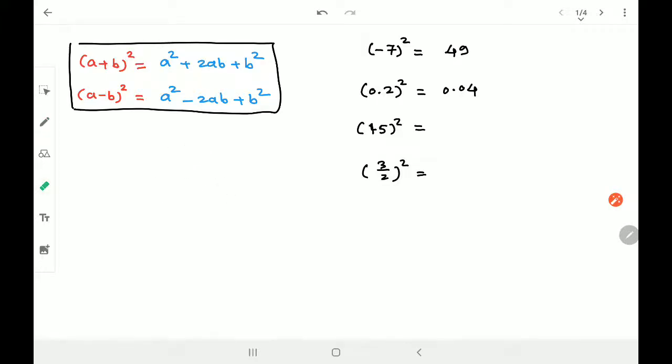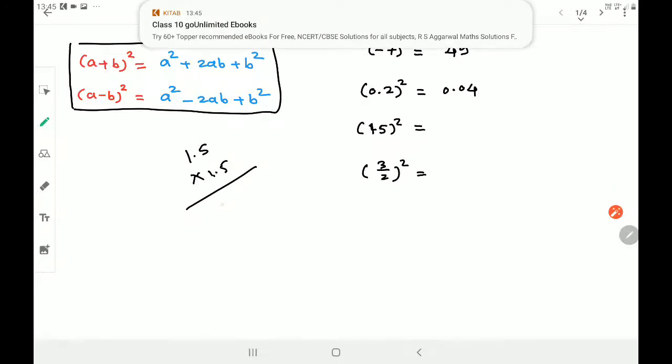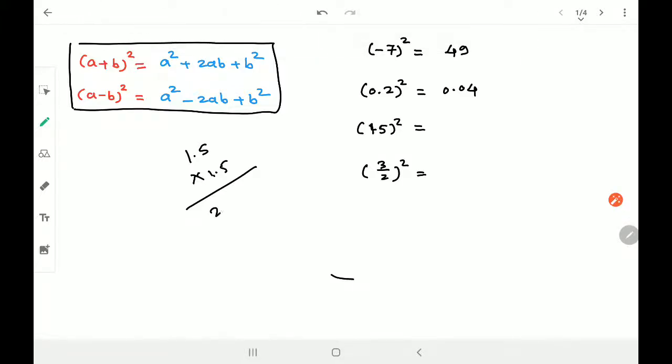At the same time, 1.5 into 1.5, how can I do it? It is going to be 225, as we know, after removing the point and multiplying, and 2 digits after the point, so it is 2.25. By mistake people can write 22.5, but the number of digits you have to count from your right side, not from your left side. So that one should be kept in mind.